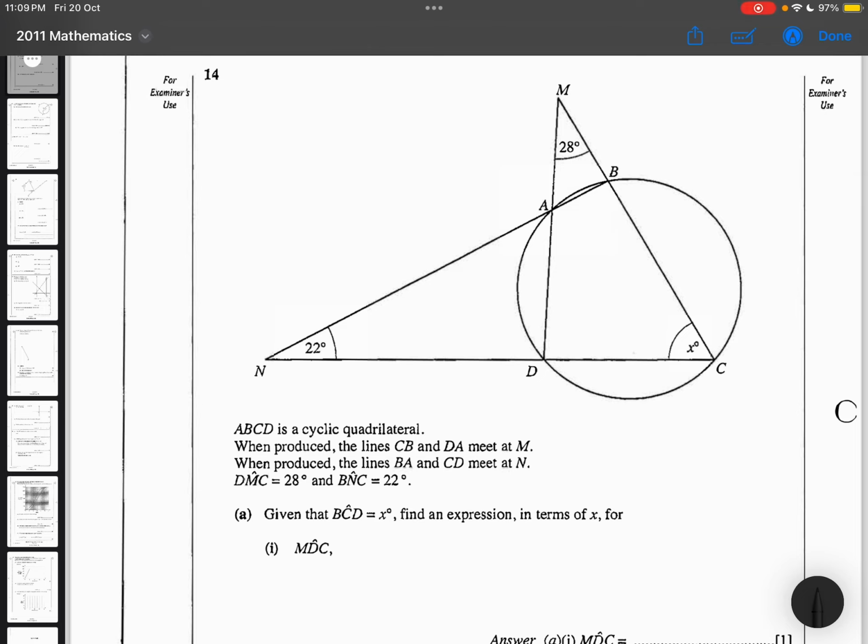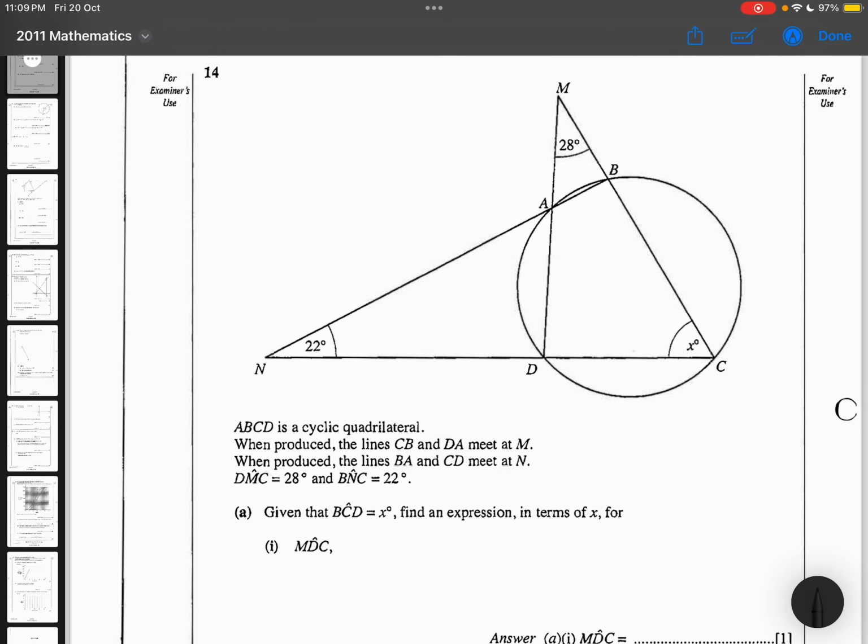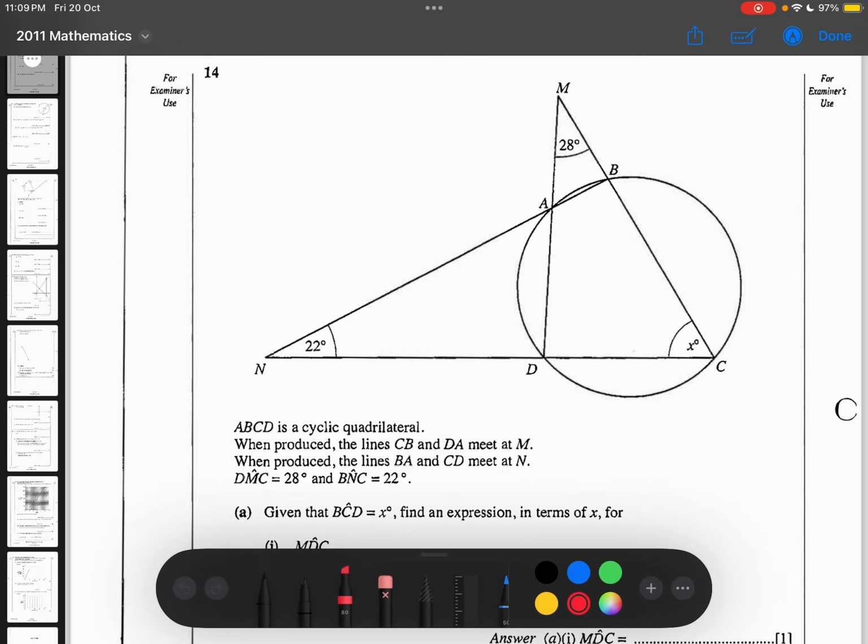So in this question we have ABCD, which is a cyclic quadrilateral. A cyclic quadrilateral refers to any quadrilateral that lies within the circle with all 4 points touching the circumference. So ABCD is a cyclic quadrilateral. I'm going to highlight this part over here. This is the cyclic quadrilateral.